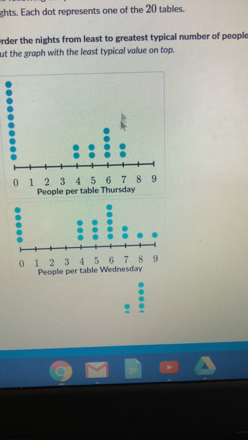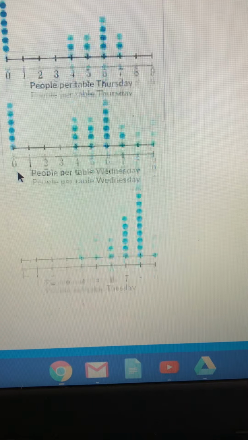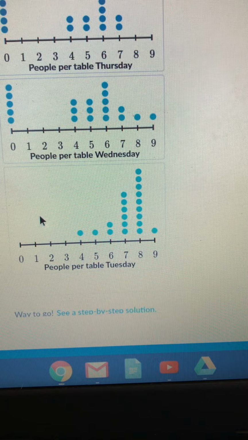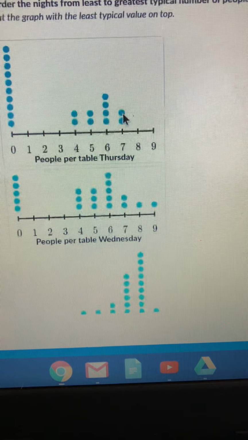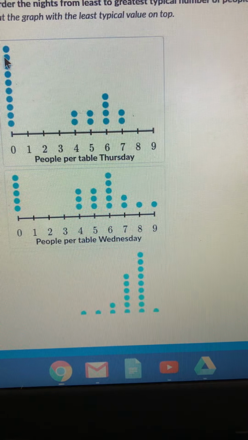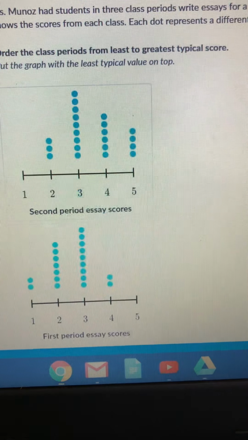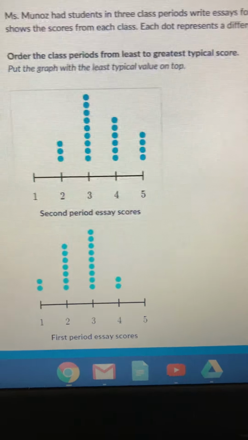Okay, so I already ordered these. This one has this many zeros. This one has fewer zeros, and this one has 0 zeros. So that would tell us that this has the least typical. That really means the one that's showing up the most on 0 or on any numbers toward 0 or 1. Okay, so let's take a look at the next one. You have to really slow yourself down and analyze what they're asking you.